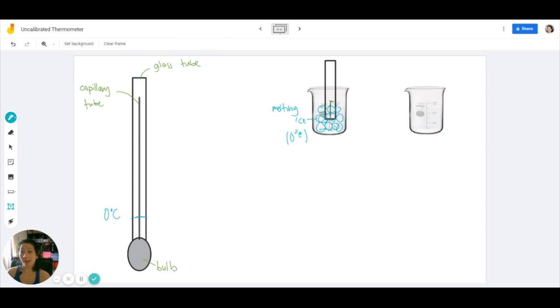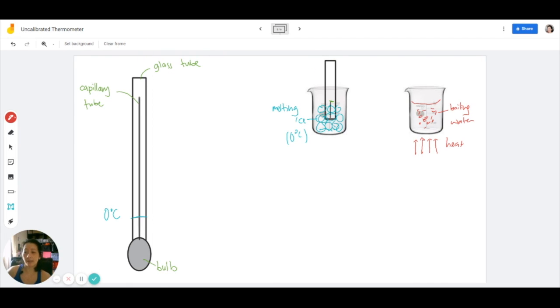That's right, boiling water. We know that water boils specifically at 100 degrees Celsius. So we get some water, and this time we place it over a Bunsen burner. I'm just going to draw arrows here as the symbol for heat, and it starts to boil. Okay, so this should be boiling water.